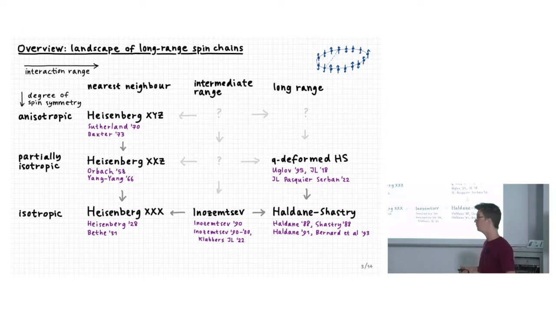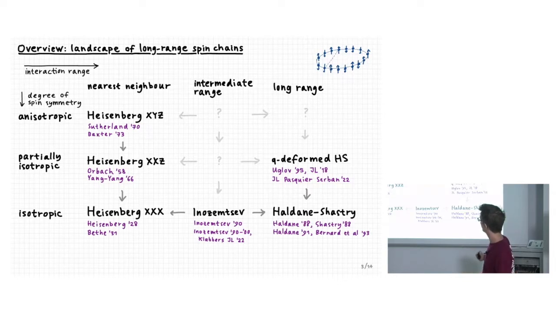If you want to deform these nearest neighbor interactions into intermediate or even long-range models, then let's start at the isotropic level. So here, on the other extreme, there's a spin chain called the Haldane-Shastry spin chain, which was found by Haldane and Shastry independently in the late 80s. And it's also very beautiful. I'll tell you more about this. And in the middle, there's the Inozemtsev spin chain, which some of you might remember a bit from IPhT.